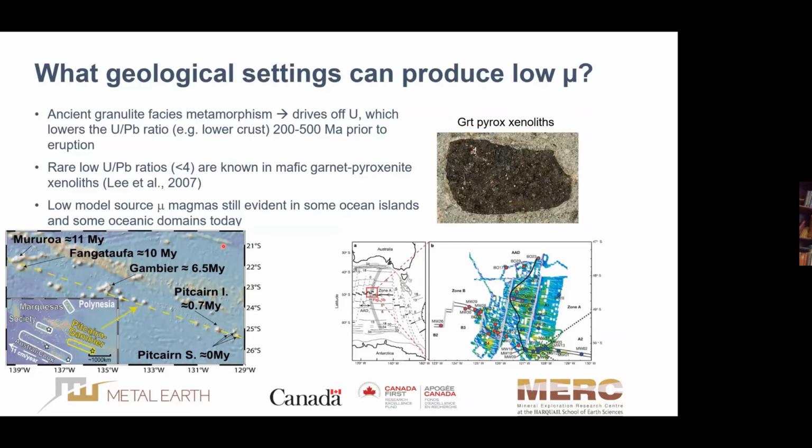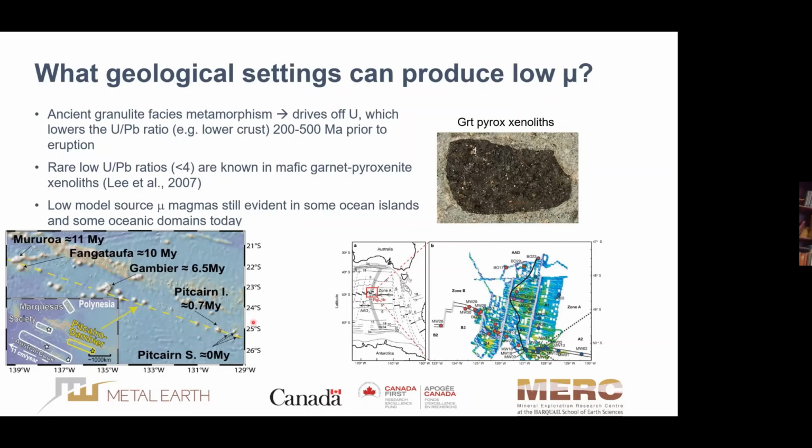There are reports, or a fair number of reports, of fairly low uranium-lead ratios in mantle xenoliths, quite a number of these from various places around the world, so it's certainly feasible. Many of these are argued to be melts, not subsequent alteration. And we do know that low model source mu magmas are still evident in the oceanic domain today, as illustrated locality-wise with these couple of diagrams at the bottom.